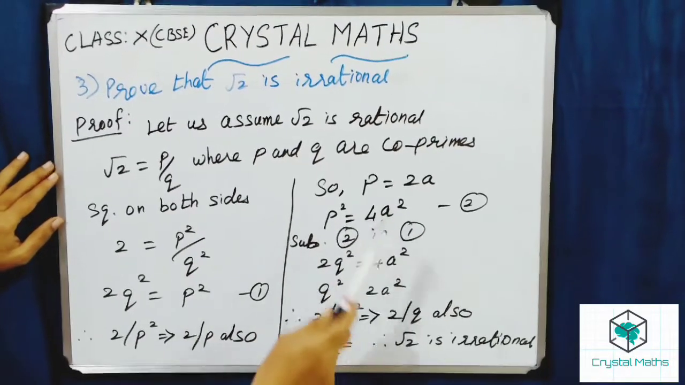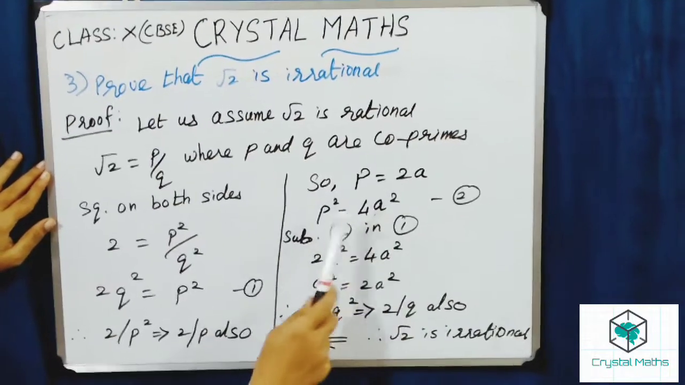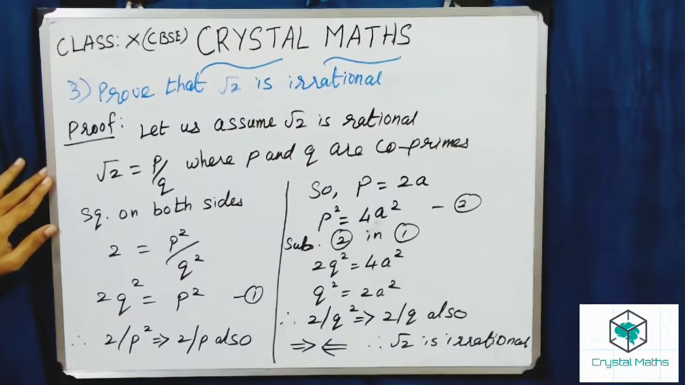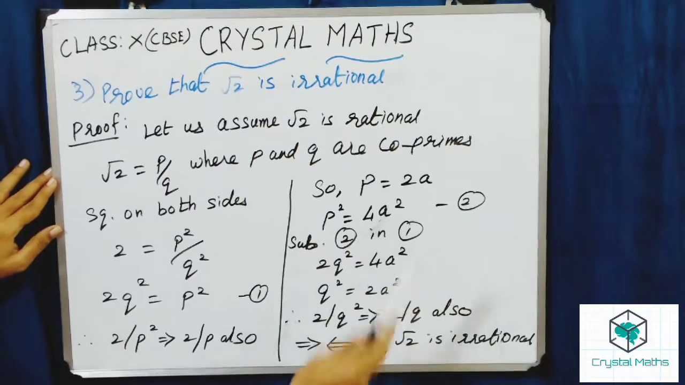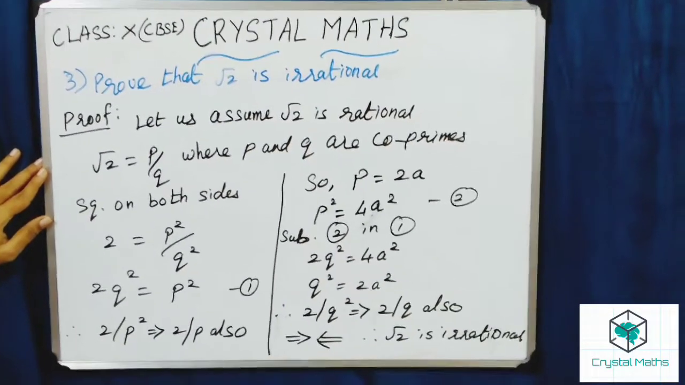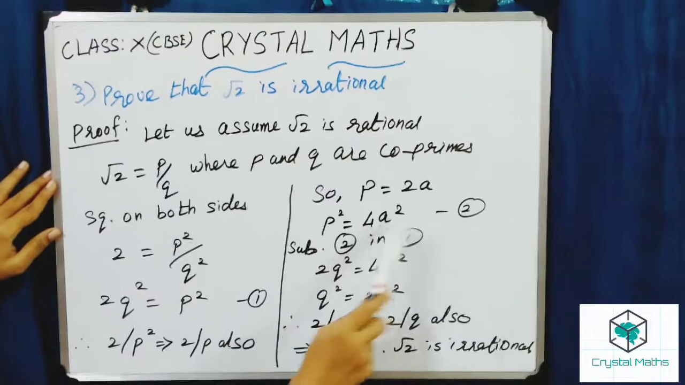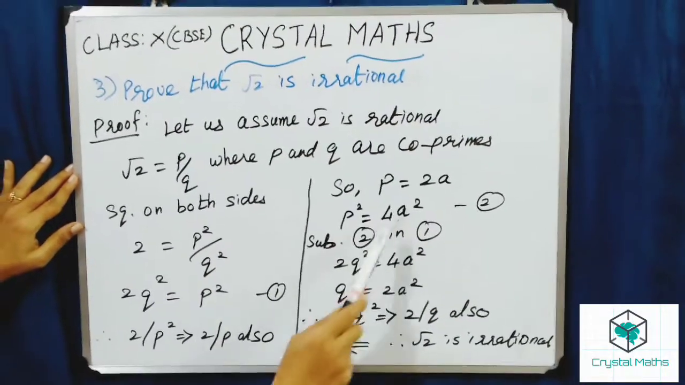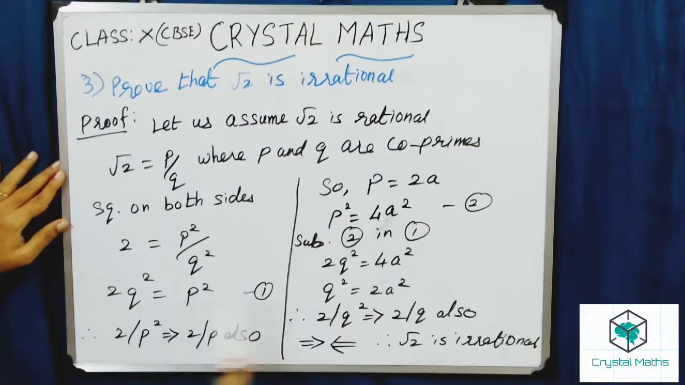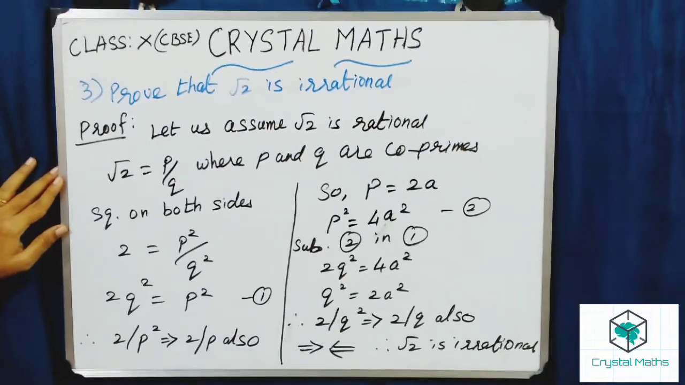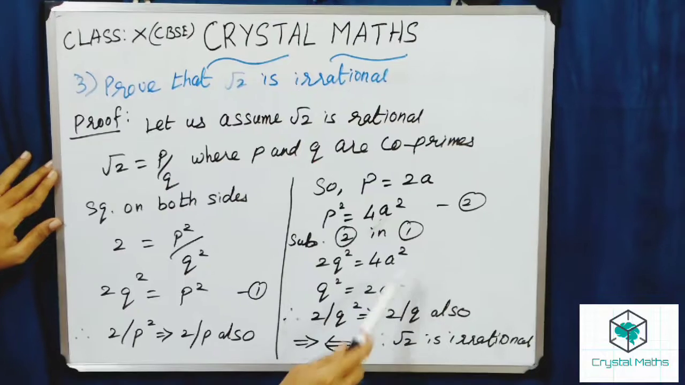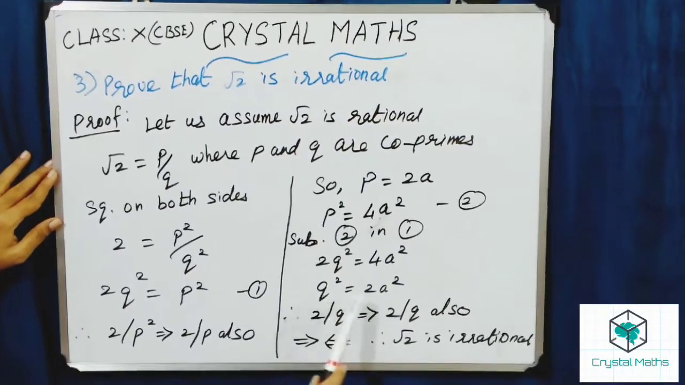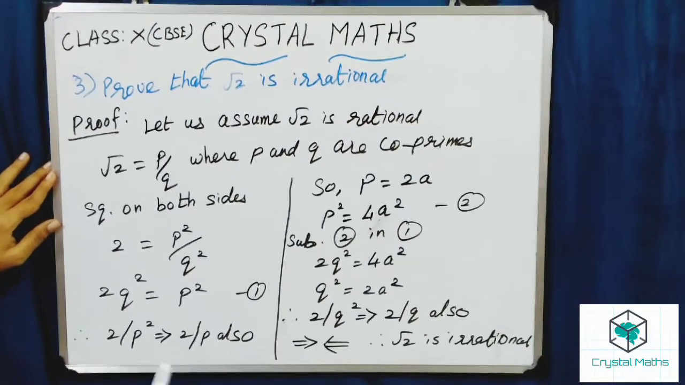Now squaring on both sides, p square equal to 4a square. Call it equation 2. Here I am calling this equation 1. Substitute this value, that is equation 2, in this place. That is, instead of p square we are going to substitute 4a square. So 2q square equal to 4a square. After simplification we are getting q square equal to 2a square.